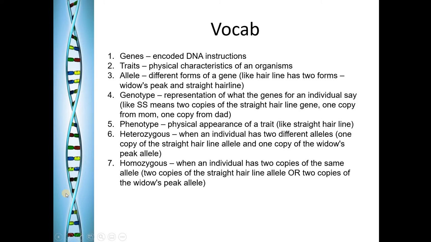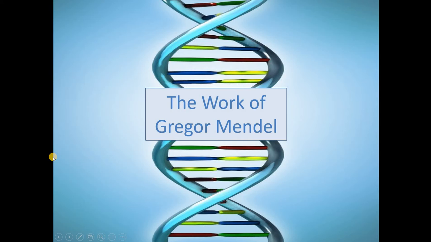All right, first up, our vocab. We have 7 terms that we're going to be using in this week's lesson, and I just wanted to make sure that you have seen these words and that you have the definitions written out for you so you can refer back to them anytime you need to. Genes, traits, allele, genotype, phenotype, heterozygous, and homozygous. And we'll go through the definitions as we get to each slide. First, it's the work of Gregor Mendel.